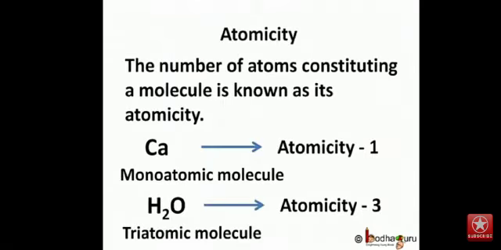So, to sum up what we learned today, the number of atoms constituting a molecule is known as its atomicity. Here we see a molecule of the element calcium consists of one atom of calcium, and hence it is known as a monoatomic molecule, and its atomicity is 1. Whereas in case of water, which is a compound with chemical formula H2O, each molecule consists of two hydrogen atoms and one oxygen atom, and hence it is a triatomic molecule and its atomicity is 3.